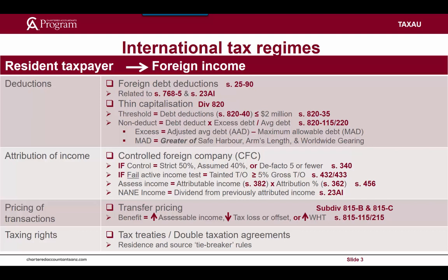The thin capitalisation rules for outward and inward non-ADI investors are covered in detail in your learning materials. The rules applicable to ADIs are outside the scope of the taxation module.